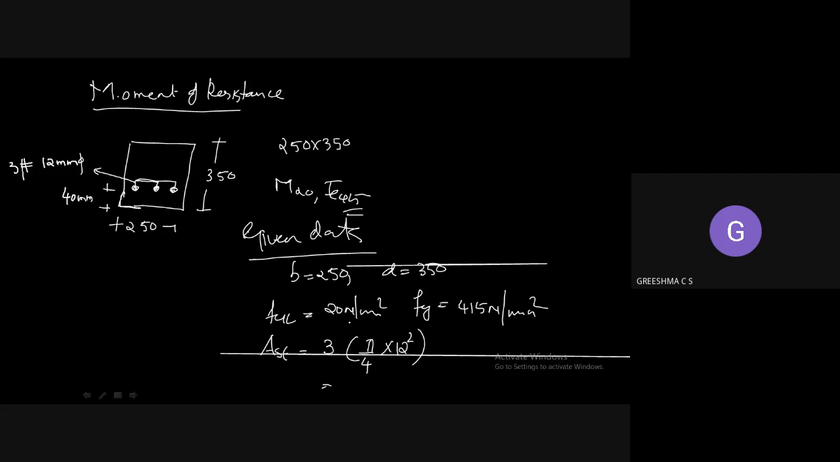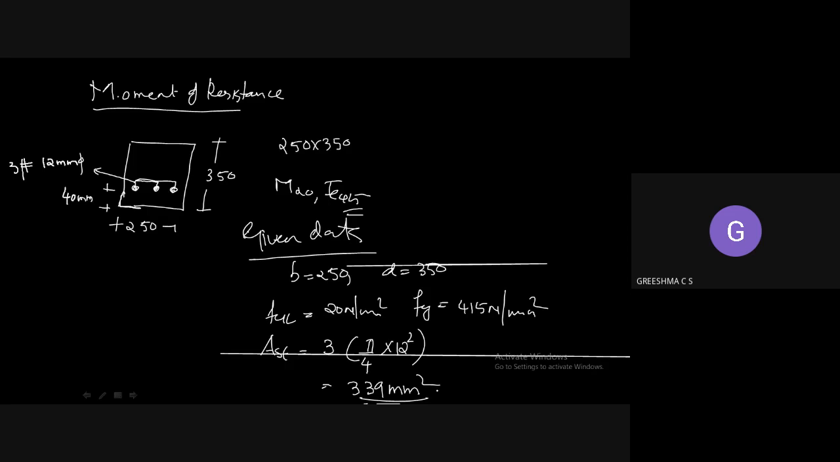Around 339 comes. Are you getting this? 339 mm square. 339.29 is correct. Okay, 339, that is our area of steel.